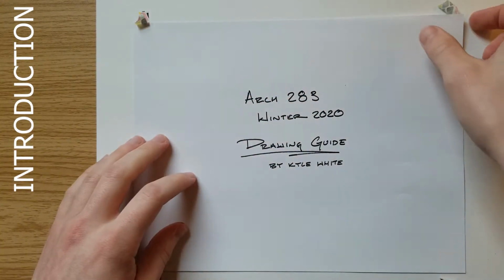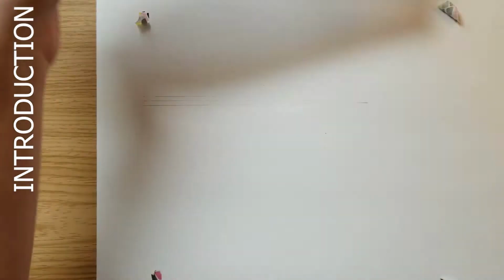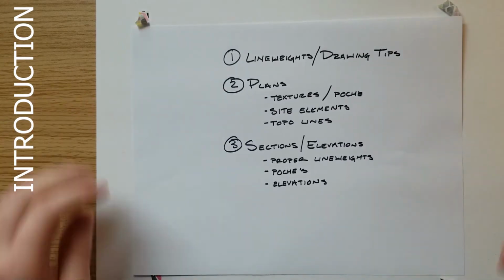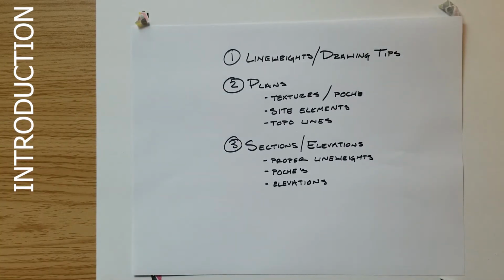Overall, my goal is to show you some better control techniques for your drawings. So I'm going to first start with line weights and just overall drawing tips. So using your different line weights and your line thicknesses. I'll then jump into some helpful tips about the plans. So a couple of you I see have issues with like pochés or how to show trees and things like that. So I'll get into that.